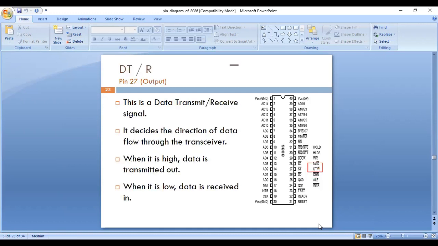Next, DT/R, which means data transmit or receive signal. It is pin number 27. It is an output pin. It decides the direction of data flow through the transceiver. When it is high, the data is transmitted. When it is low, the data is received.